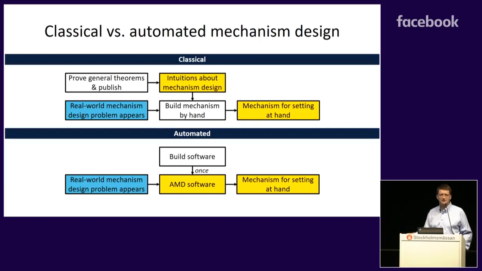In automated mechanism design, we're actually taking the mechanism design framework quite literally, and we're building the software once. We take the real-world mechanism design problem that appears, feed it through the software, and apply the mechanism directly.